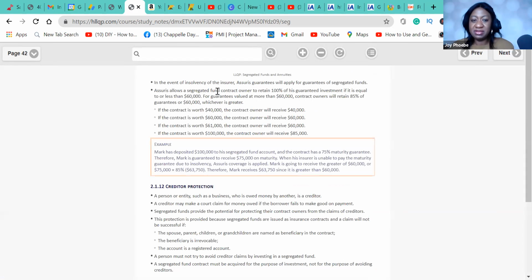In the event of insolvency of the insurer, the Assuris guarantee will apply. Assuris allows segregated fund contract owners to retain 100% of their guaranteed investment if it is equal to or less than 60,000. For guaranteed value of more than 60,000, contract owners will receive 85% of the guarantee, whichever is greater.